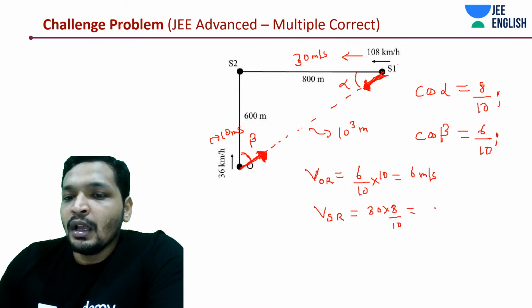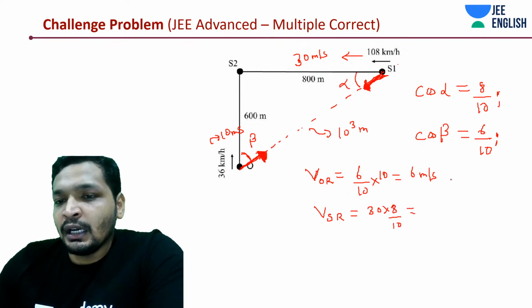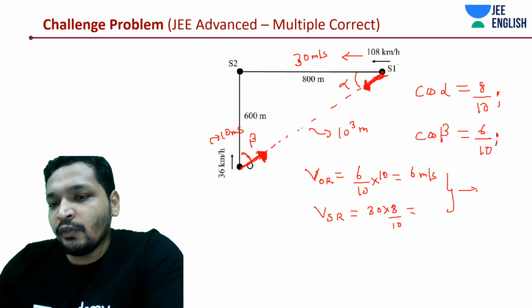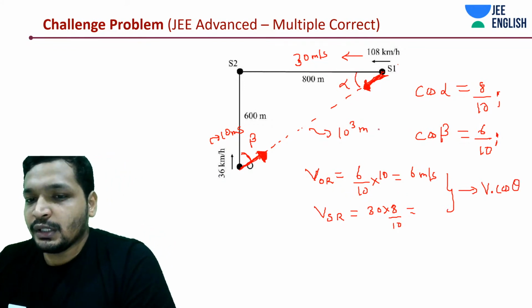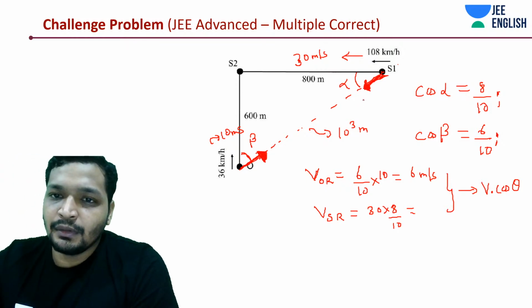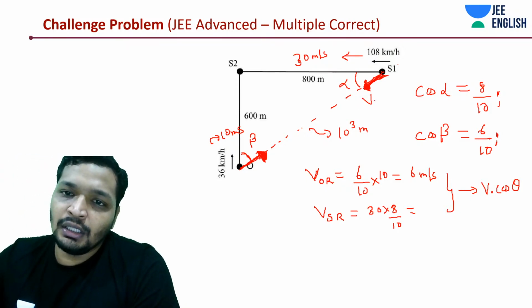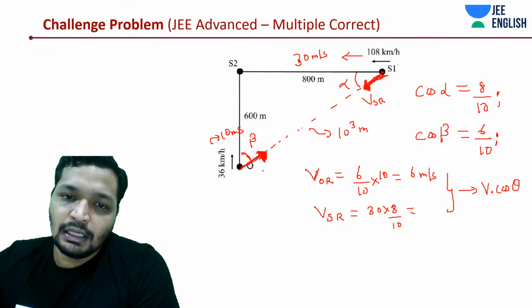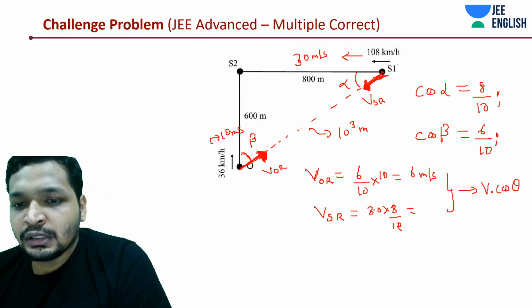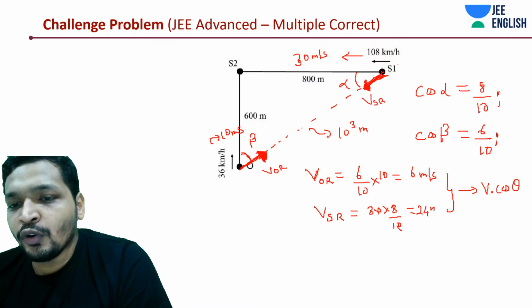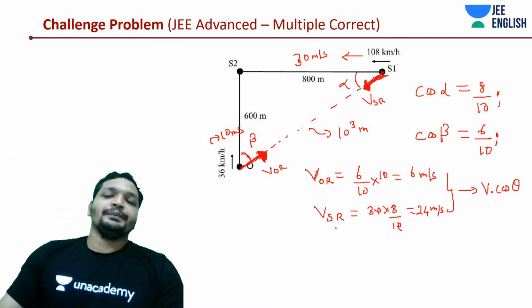Okay, that is it. Basically what I have done is velocity cos alpha, cos theta. Now basically the components towards them. I believe this is clear. This is VSR and this is VOR.